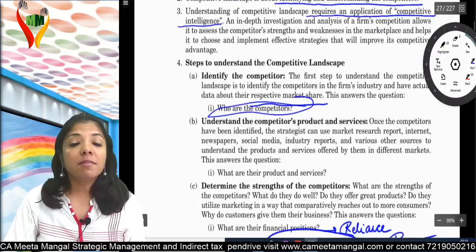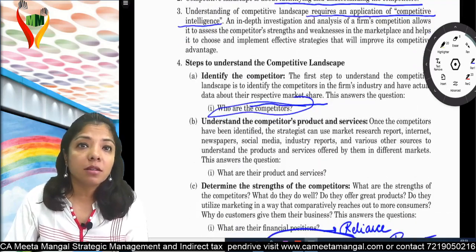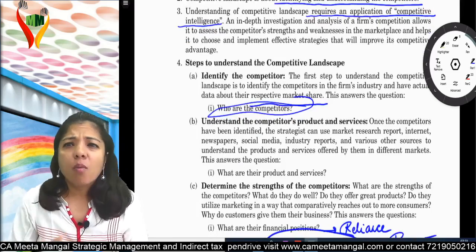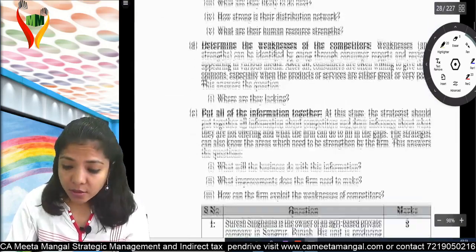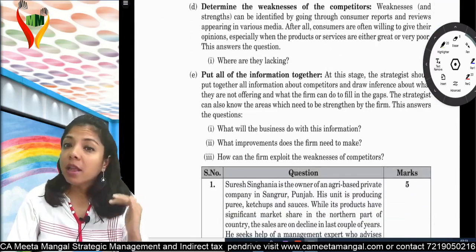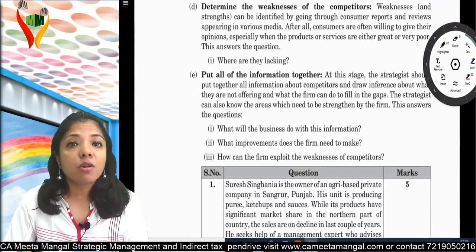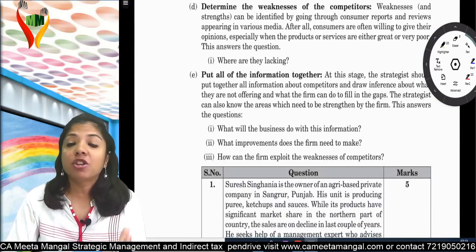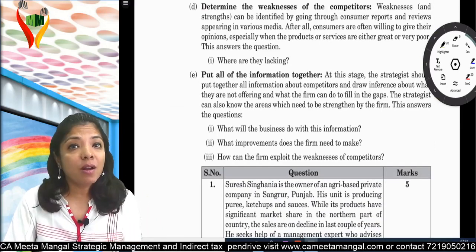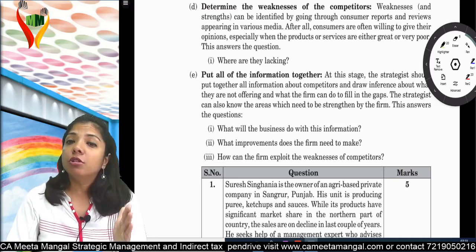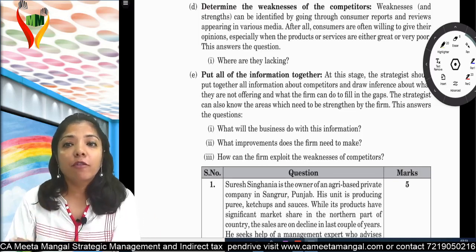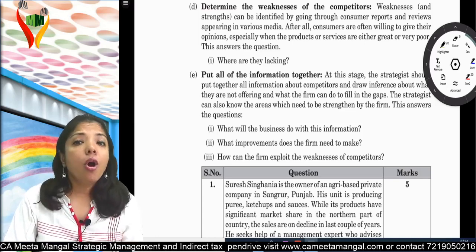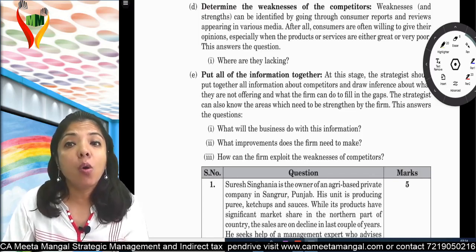Third, determine the strength of your competitors. See what the strength of the competitors is. Why are they so powerful? Getting my point? Fourth, what is the weakness of the competitor? It's very important to know the weakness of the competitors, because you cannot touch anybody's strength, but you can attack on the weakness. And last is put all the information together and then make your own strategy.